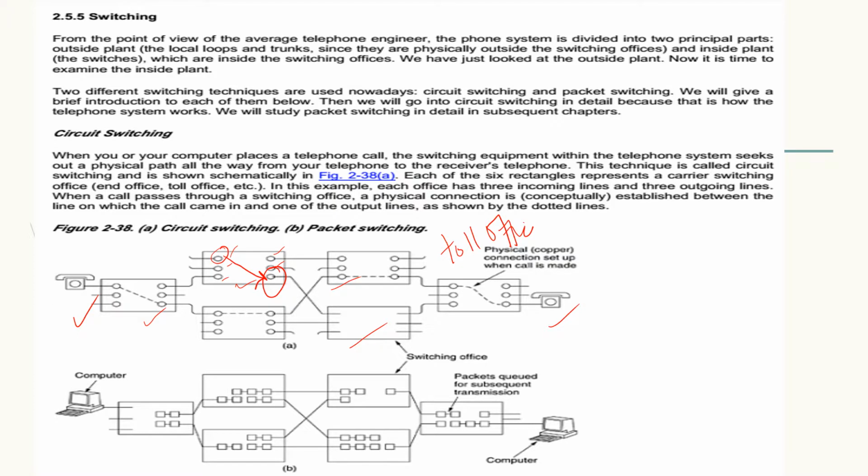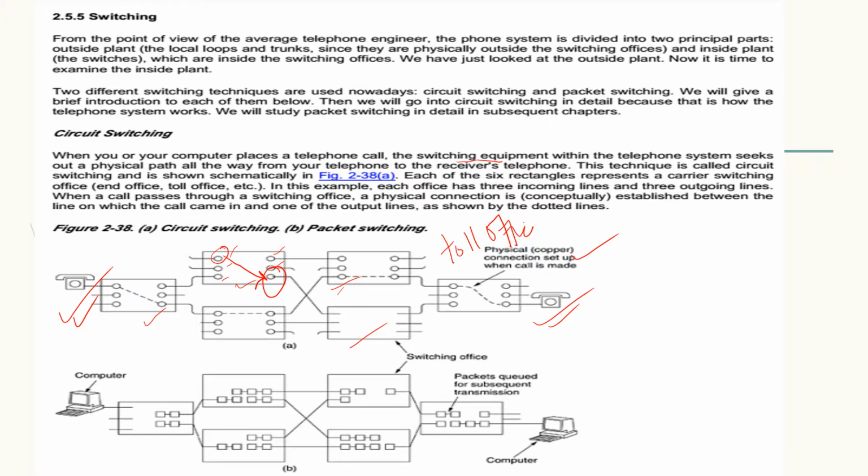All right, so what happens is that the switching equipment within the telephone system seeks out a physical path all the way from your telephone to this telephone. So our path has to be selected, depends on which node will be activated, which particular point will be activated inside the different office. And then once all the nodes, like see the dots, okay, all the nodes are connected, then we can say that the physical, now here the very important term is physical connection will be established and the call will be made. So this here is called circuit switching.